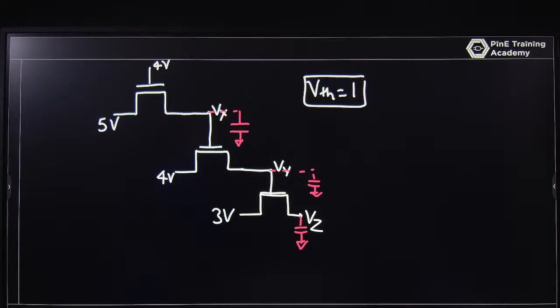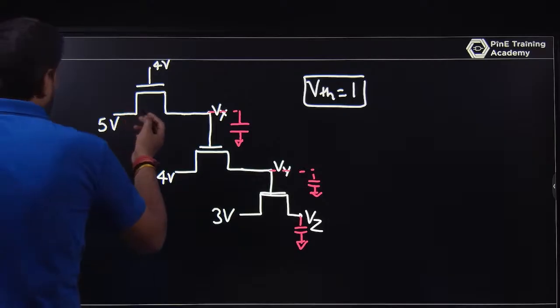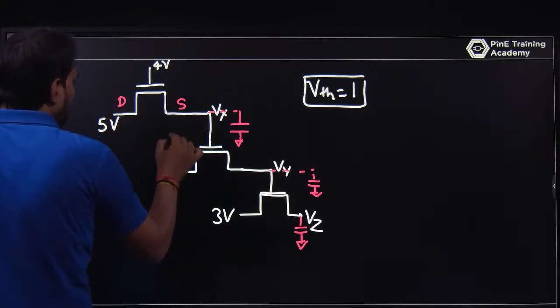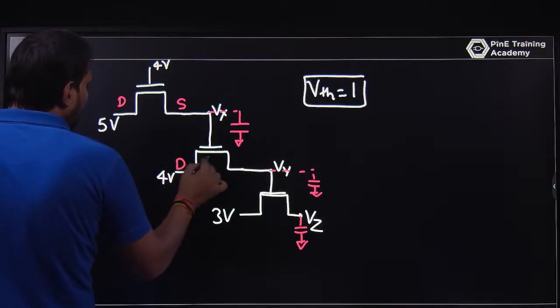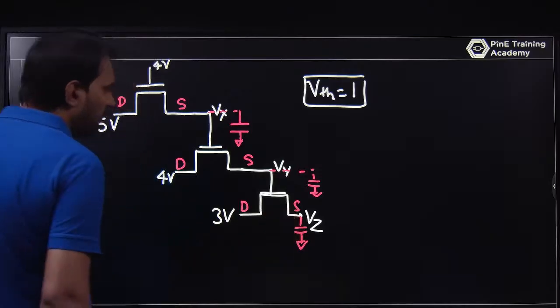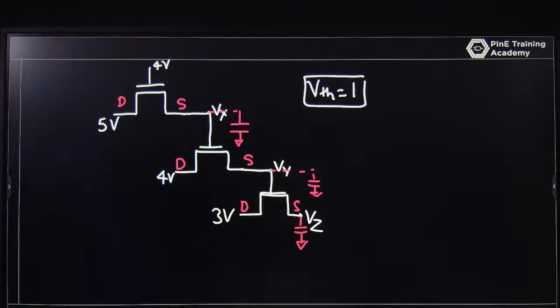If you have a drain voltage, of course this is a drain voltage because this is an NMOS. In NMOS the higher voltage is drain and the lower voltage is source. This is drain, this is source, this is drain, this is source. Just tell me what will be the voltage on Vx, Vy and Vz. Just focus on this question.